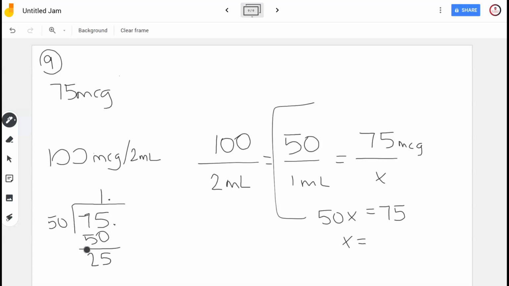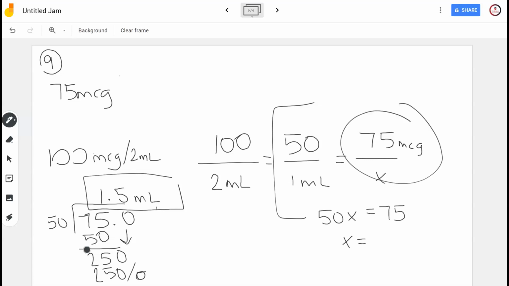Add a decimal, add a 0, 50 goes into 250, 5 times. So you are going to give your patient 1.5 milliliters to get them 75 micrograms.